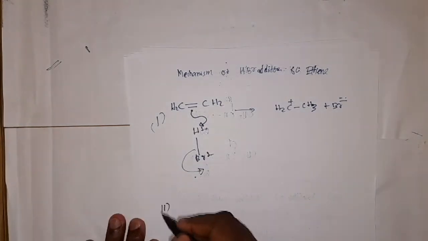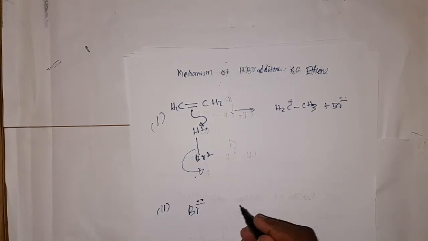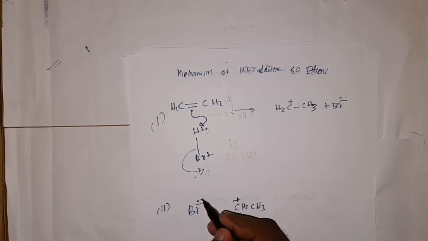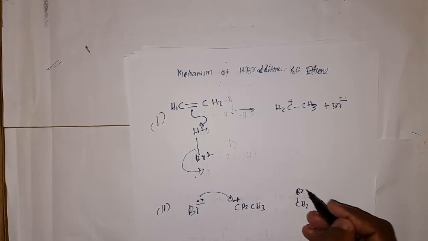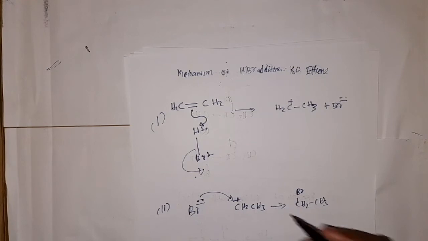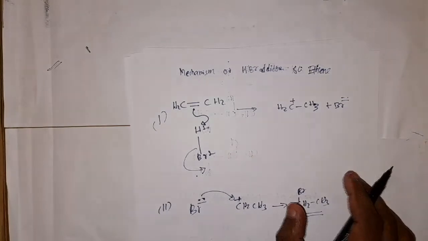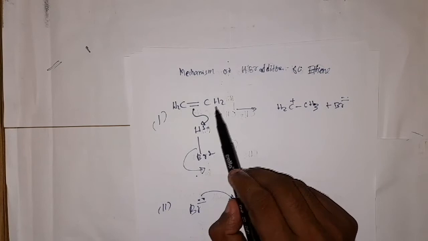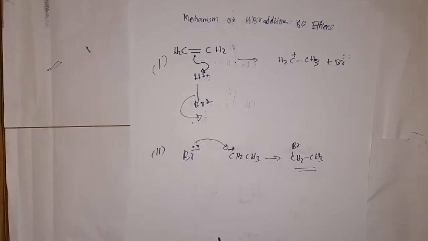At the second step, what happens? The remaining Br minus will attack the CH2 plus, the CH3 on this plus, and the final result will be CH2 Br CH3. So this is the final result of the mechanism. This is what happens in the addition of HBr to ethene. Ethene means this one. So this is a very simple first and second step, and you have to make your notes based on this.